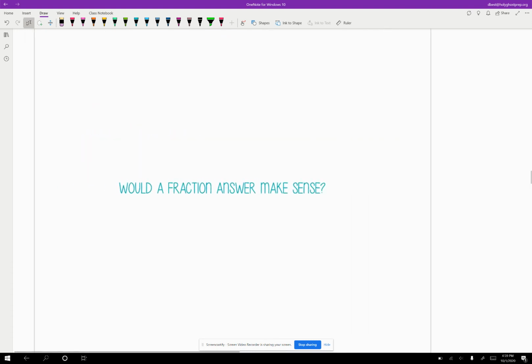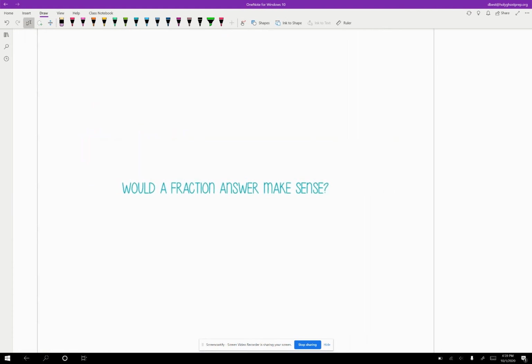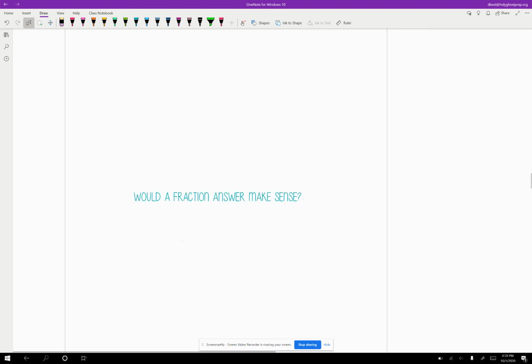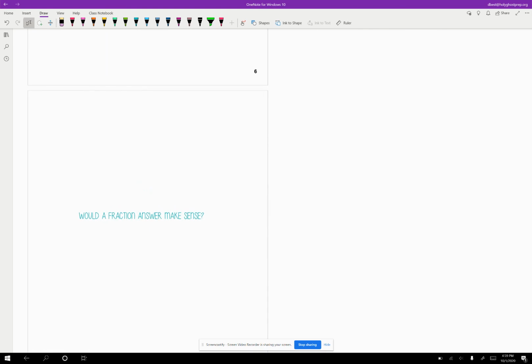Now, in the context of what we just talked about with Mari, Carlos, and Amanda, had we gotten a fraction for our answer, would that make sense? We wouldn't want a fraction as an answer because it doesn't fit with what we're talking about. So make sure you're checking your answer in the context of your problem. If you need to round to a whole number, make sure you're rounding to a whole number.